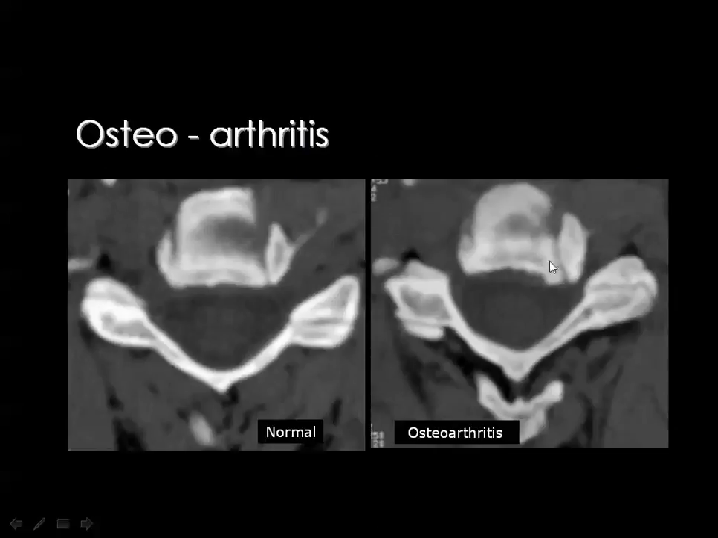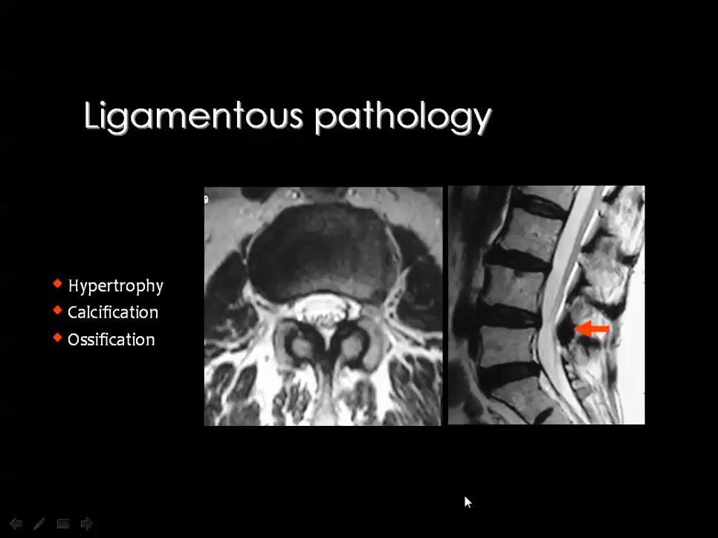And this is osteoarthritis of the neurocentral joint on the left side, encroaching on the neural foramen on the left side, while the neural foramen on the right side is patent. Then we have three osseous abnormalities: anterior osteophytes, posterior osteophytes, and osteoarthritis.